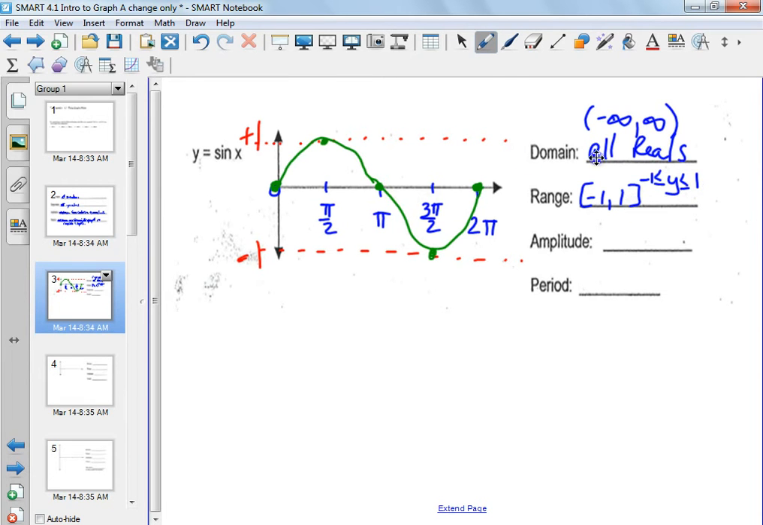Okay, amplitude. The amplitude is from the center line up or the center line down. So amplitude, you just tell me how far. 1 unit. And the period, how long did it take for it to complete one cycle? 2 pi. Very good.